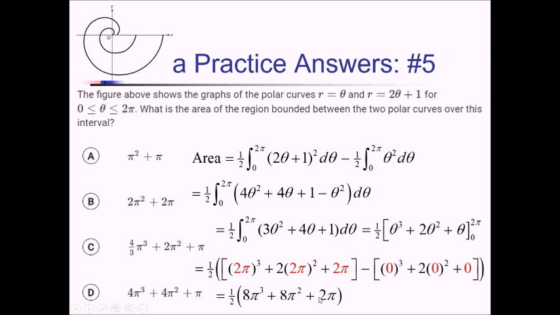Nothing in here can be combined. These all have different exponents on the pi, but I can multiply this 1/2 because I don't have a 1/2 in any of the answer choices. So distributing that, we've got 4 pi cubed plus 4 pi squared plus pi, which ends up giving me answer choice D.